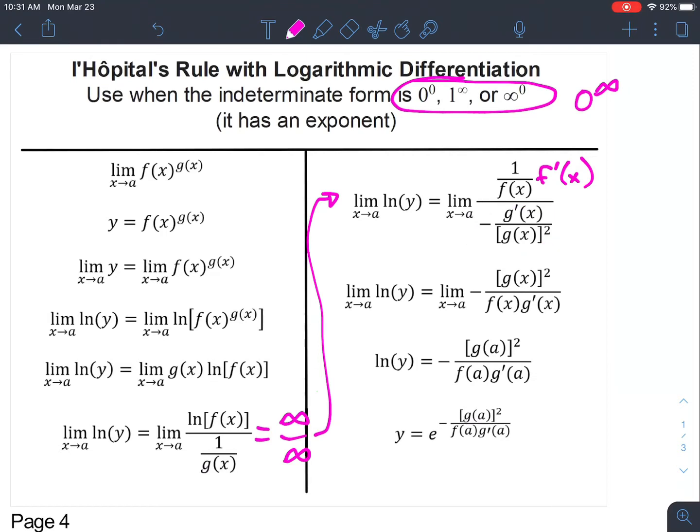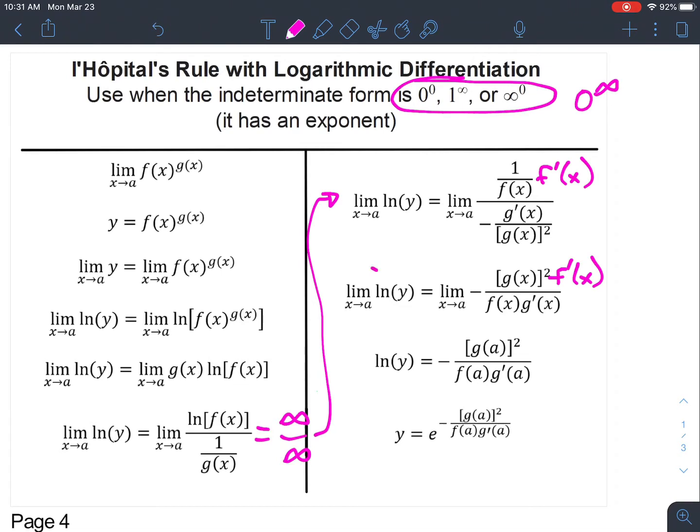Then we need to start simplifying. So up on the top, and again I still have that mistake there, I forgot my f prime of x, we're going to have g of x squared times f prime of x, and then on the bottom we're going to have f of x times g prime of x. At this point, hopefully, we are able to evaluate the limit. So that's what I've done right here.